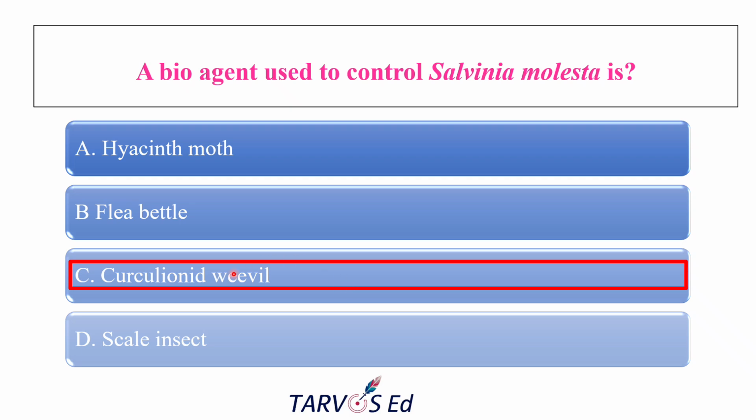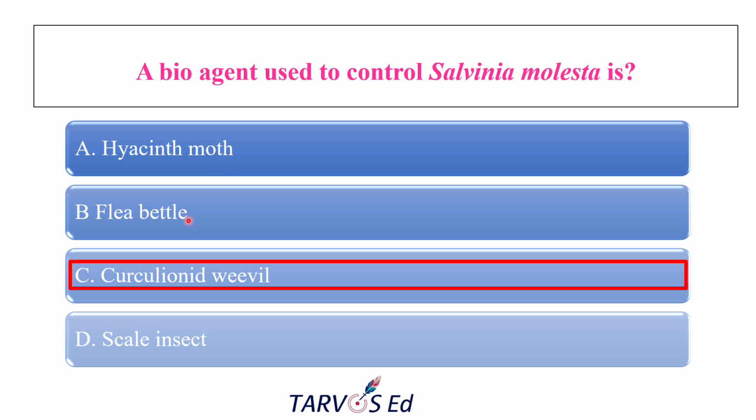Okay, and it is used as a biocontrol agent successfully in India, Australia and Africa, just to control Salvinia molesta, that is a water fern. And why the other options are wrong: the hyacinth moth, Niphograpta albiguttalis, is generally used to control the water hyacinth, that is Eichhornia crassipes. Eichhornia crassipes, you may have come across. For that weed control, this moth will be used.